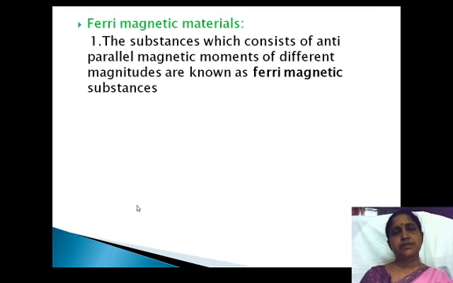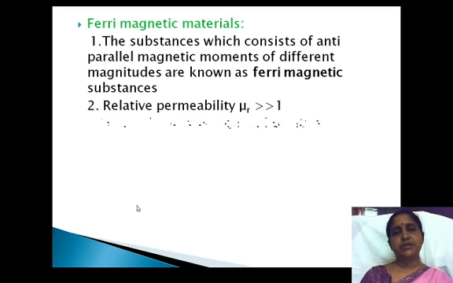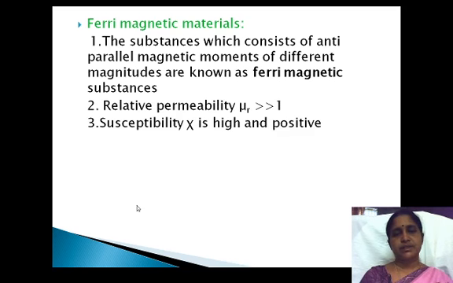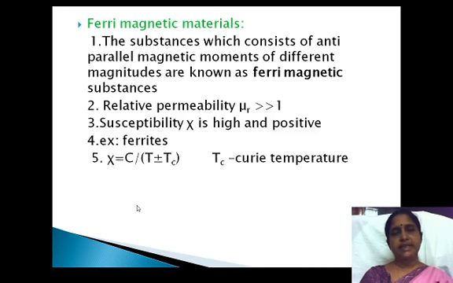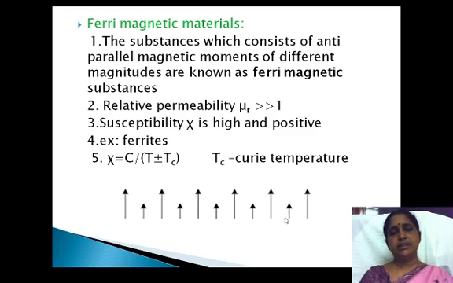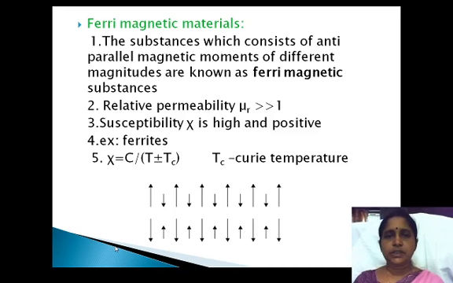The substances which consist of anti-parallel magnetic moments of different magnitudes are known as ferrimagnetic substances. Anti-parallel, with different magnitudes. Relative permeability is much greater than 1. Susceptibility is high. Example: ferrites, and chi is equal to C by T plus or minus Tc. See here the alignment of spin moments. So susceptibility is high and positive.